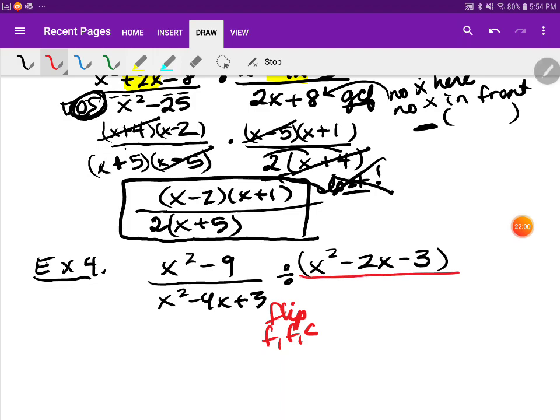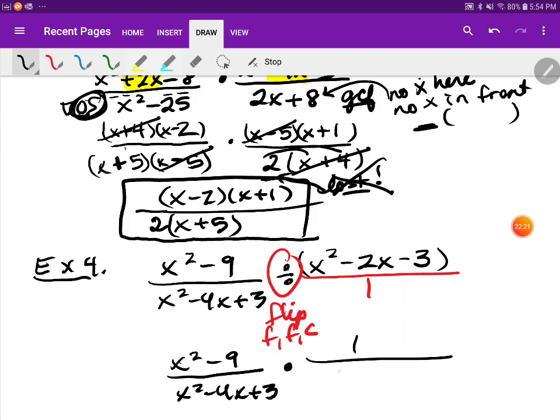So remember, you can put something underneath it. So what do you put underneath if there's nothing there? So that would be a 1. So I want to do x squared minus 9 over x squared minus 4x plus 3 times, and then you flip it, and now your 1 goes at the top.